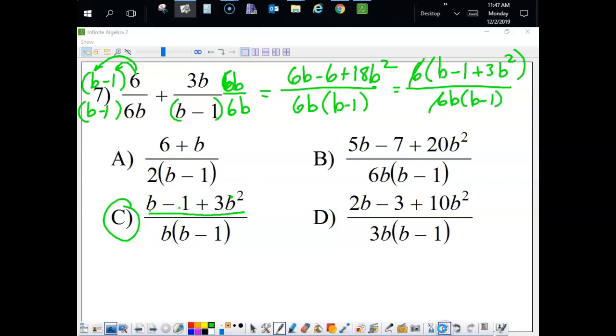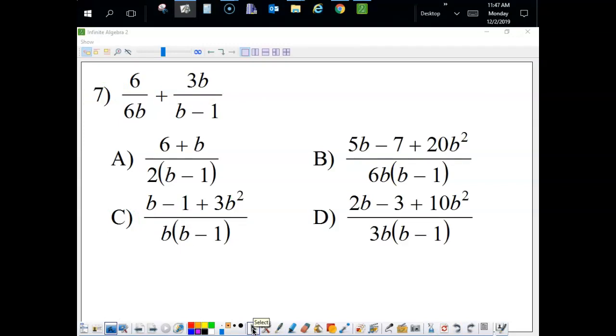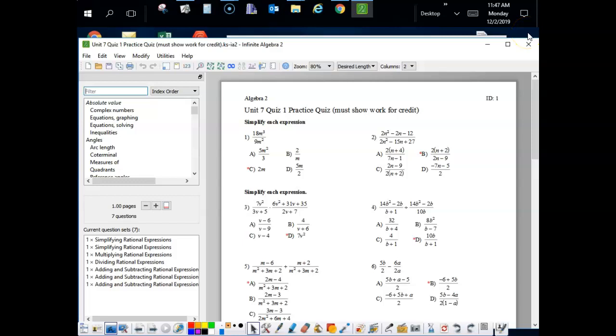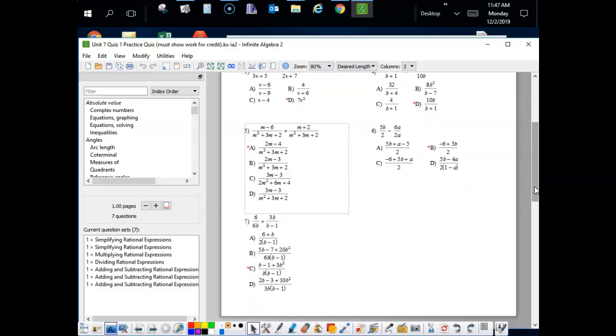Let's move along. So sometimes you do need to reduce. Just check your answer options there and see if it's there. If it's not, then you probably need to reduce. So I think that's all that's going to be on your guys' quiz is reducing, multiplying, dividing, and then adding and subtracting rational expressions.